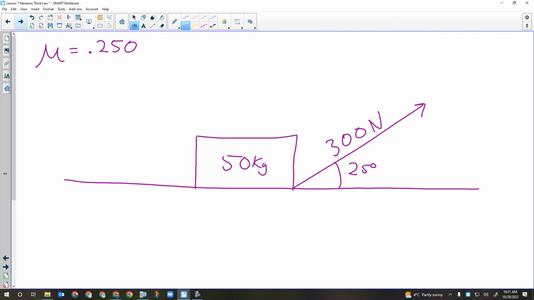Calculate the acceleration of the box. You have a 50 kilogram box. It's being pulled by a 300 Newton force, 25 degrees above the horizontal. It is going to move along the surface. Is there friction or something? Mu is 0.250. Oh, so it's not frictionless.